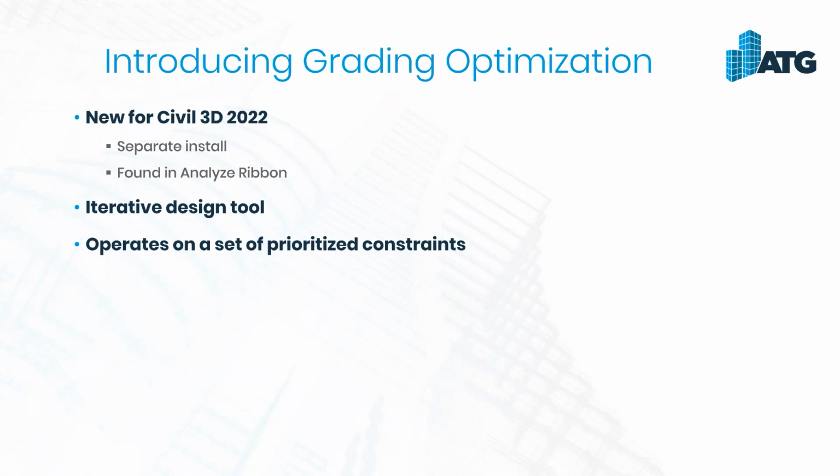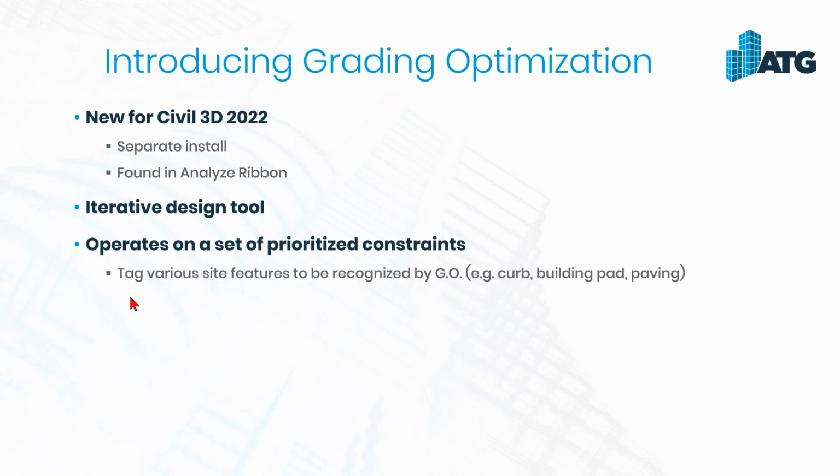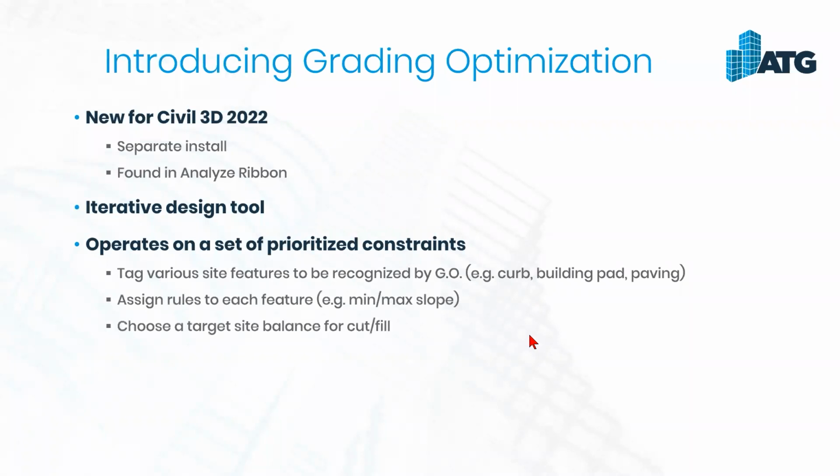We see that in our point groups. We see that in our surface build order from our definition tab. So definitely something that we're used to seeing. We're going to already have to have 2D work laid out for us inside of our site. We'll be tagging those various features to be recognized by grading optimization. So we'll specifically call something out as a building pad, something as our parking lot area. Then we're going to assign those rules. So we get to do maximum and minimum slopes. We get to talk about different height offsets for our curbs.